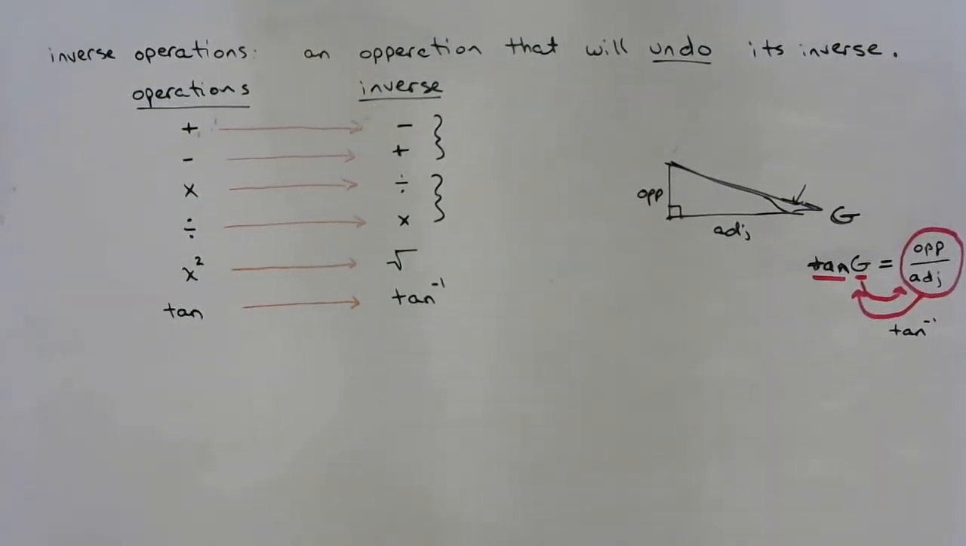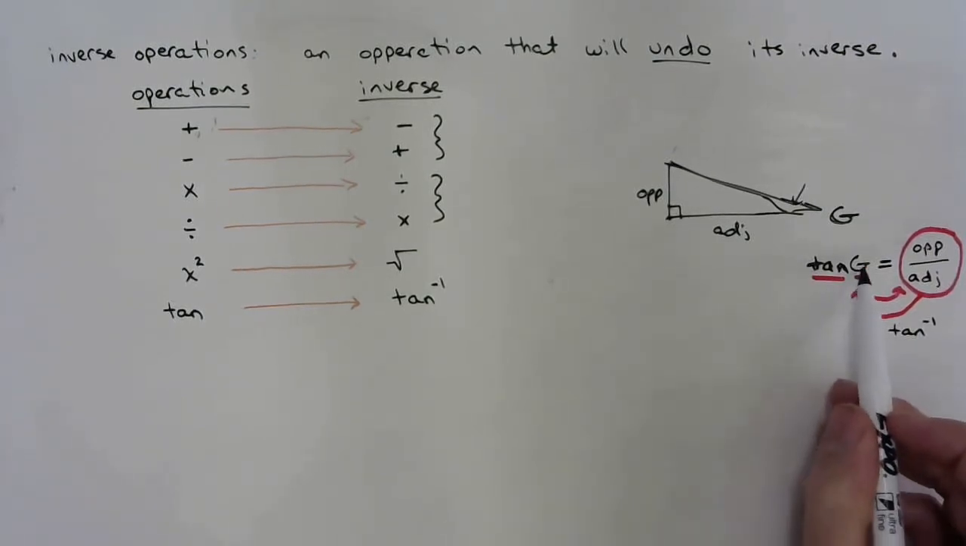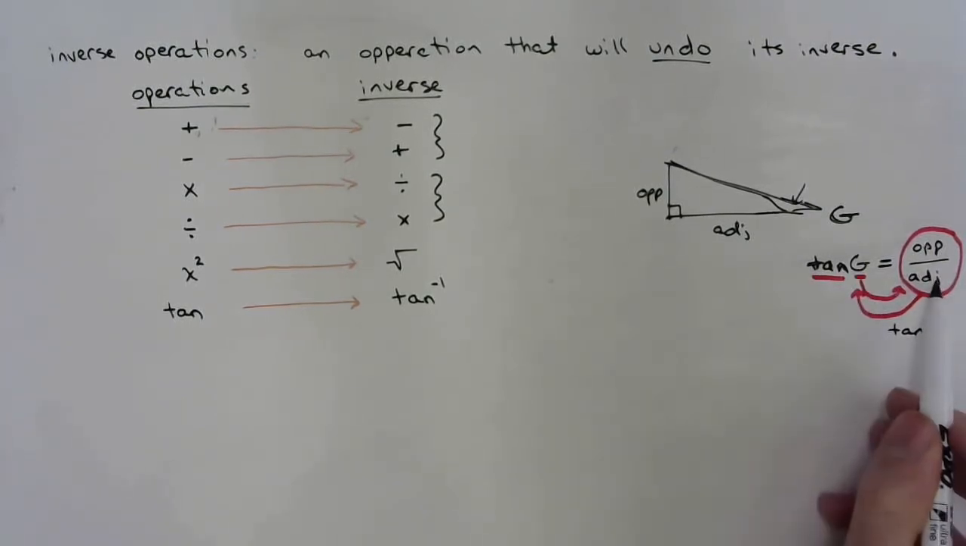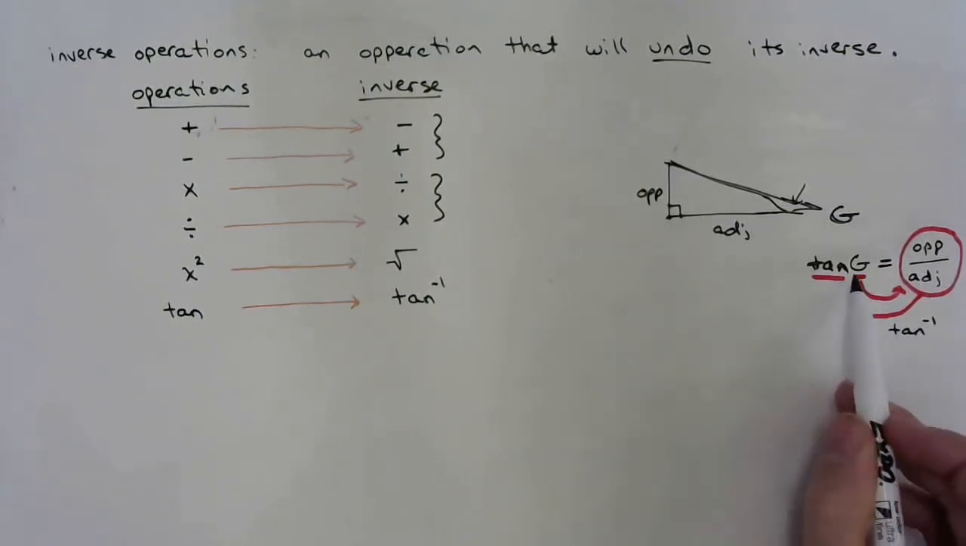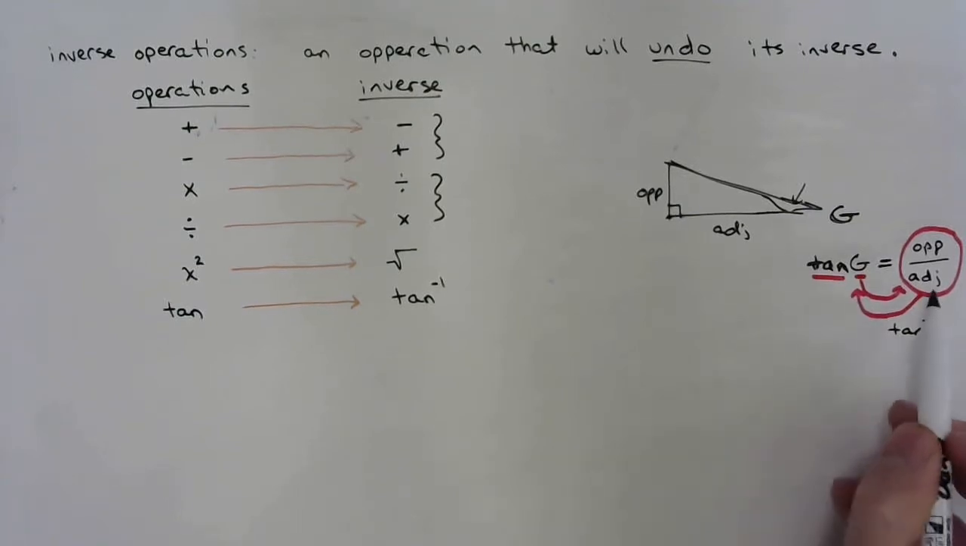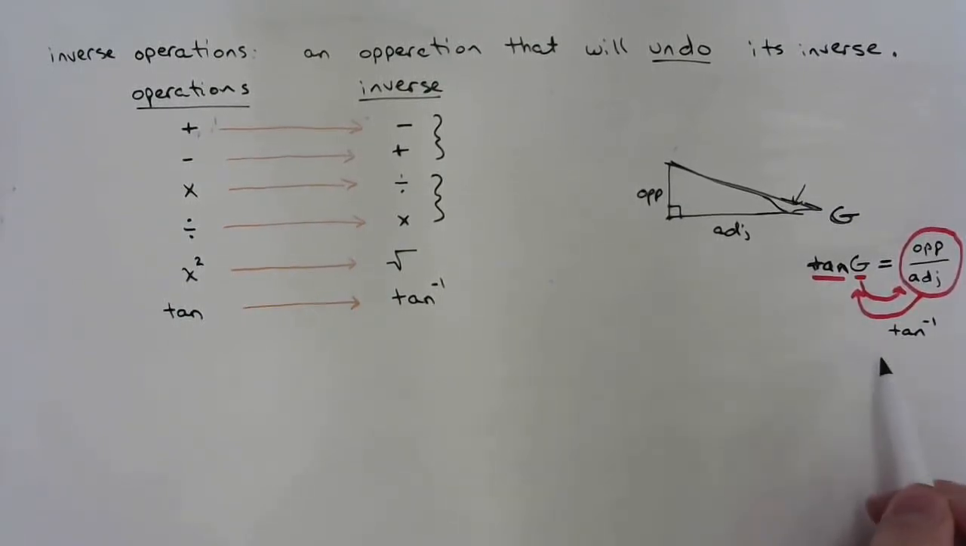Does that make sense? We'll just leave it at that for now. Tan of an angle will give me a ratio. If I have the ratio and I want the angle, I'm doing it backwards. I need to undo things. I'm going to use the inverse of tan.